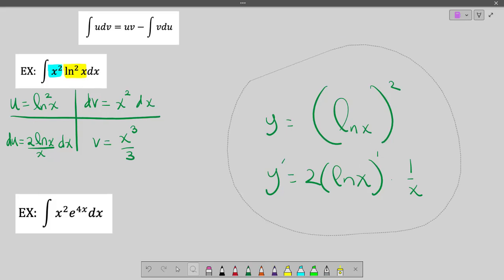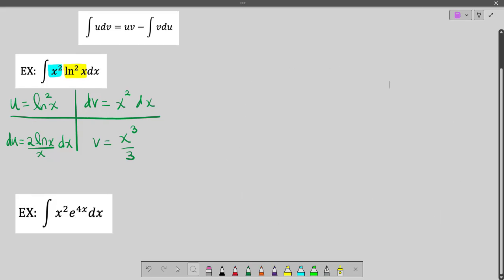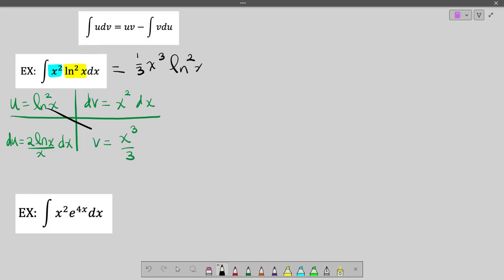All right, any questions on getting that stuff? Getting our parts. So then u times v, that's the main diagonal here. So uv, we multiply these together. So that'll be 1/3 x to the 3 natural log squared of x.